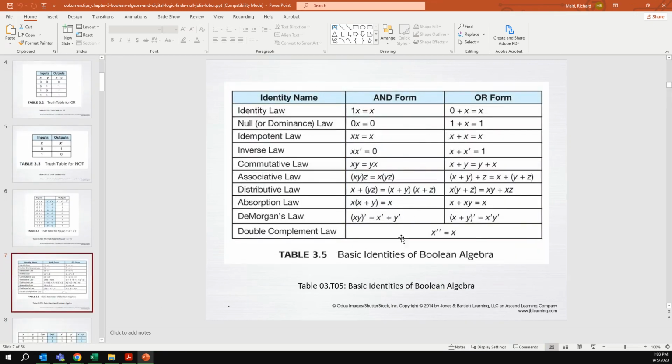These are different laws. You've got the identity law, null law, idempotent law, inverse law, commutative law, associative law, distributive law, absorption law, De Morgan's law, and double complements law.